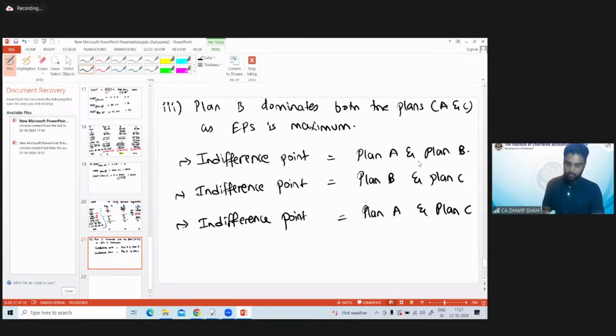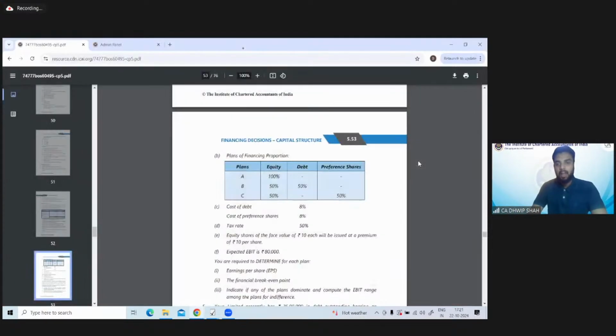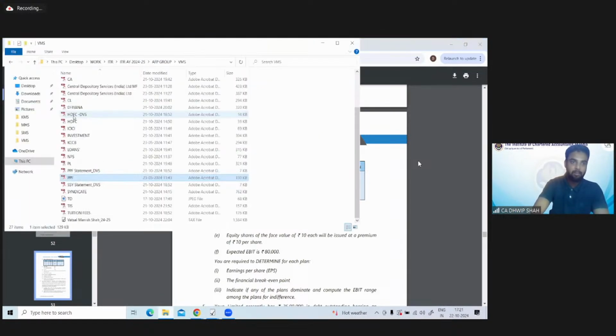We have to solve or calculate three indifference points: between plan A and B, between plan A and C, and between plan B and C. So for you right now, I will solve for plan A and B, and in homework you can solve for plan BC and plan AC.